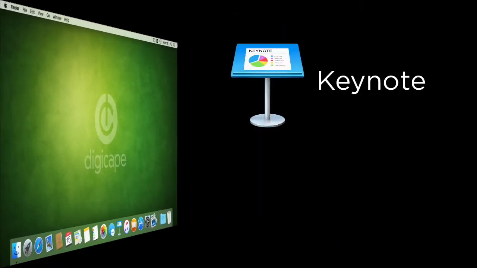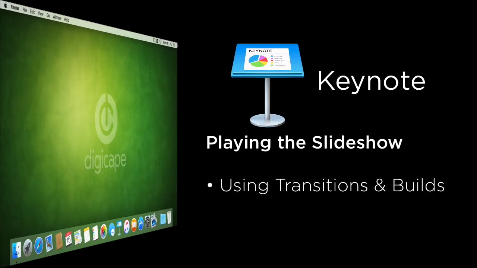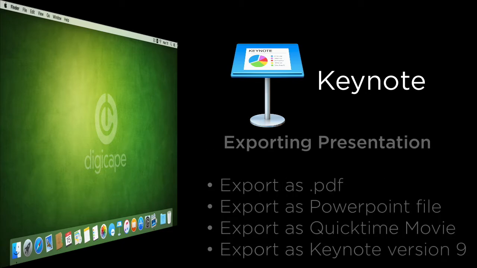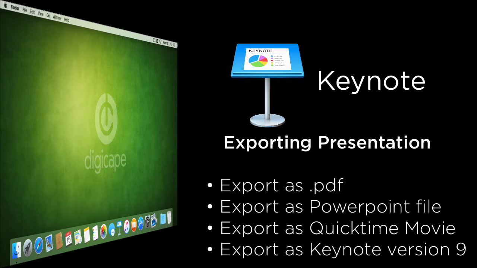Now in this episode we'll be looking at how we can play as well as add various effects within our slideshow with the use of transitions and builds. Also we'll be looking at how we can record our slideshow and use our iPad or our iPhone as a Keynote remote with the use of the Keynote app. Then lastly, looking at how we can export, as well as the export options within Keynote.